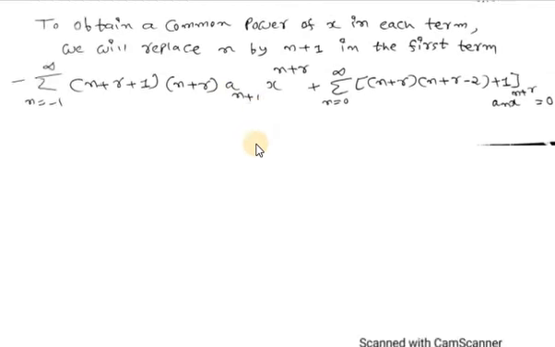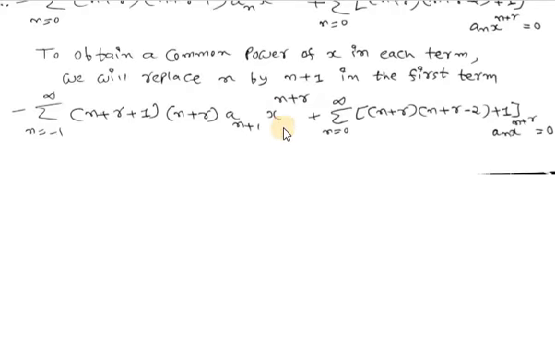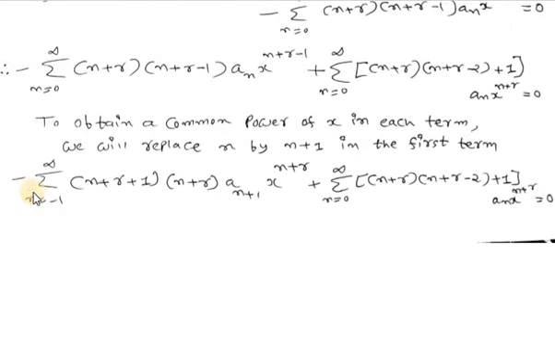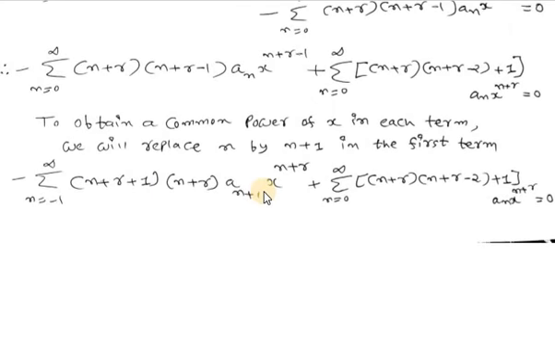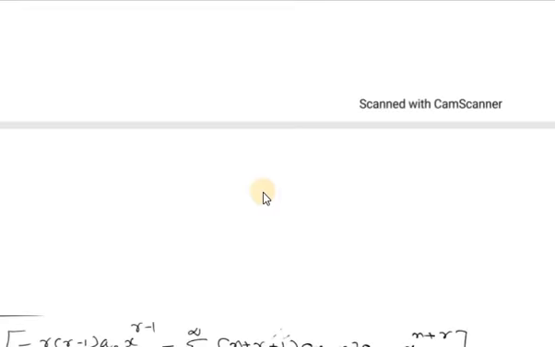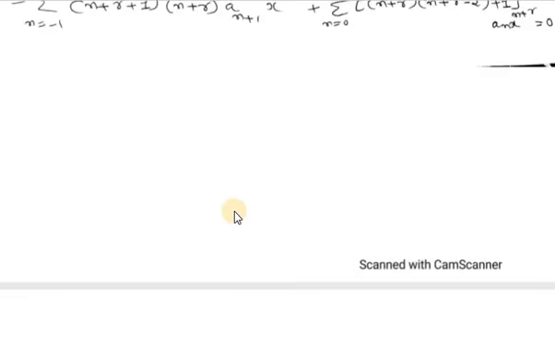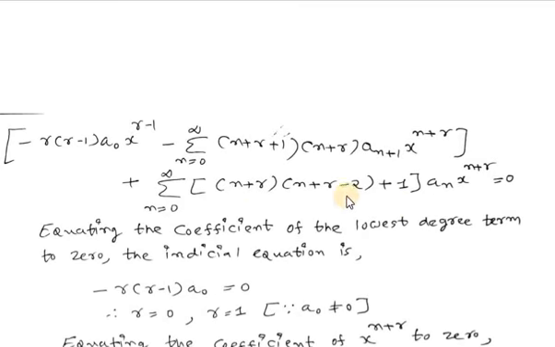And this one will become -1 plus r, or we can say r minus 1. For a(n+1), it will become a0, and x raised to n plus r will become x raised to r minus 1. Then after the minus sign, this whole expression will be as it is, but it will start from n equals 0 to infinity, and this one term will be as it is, okay? And this is equal to 0.